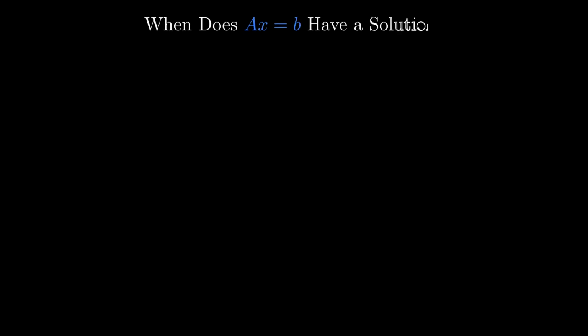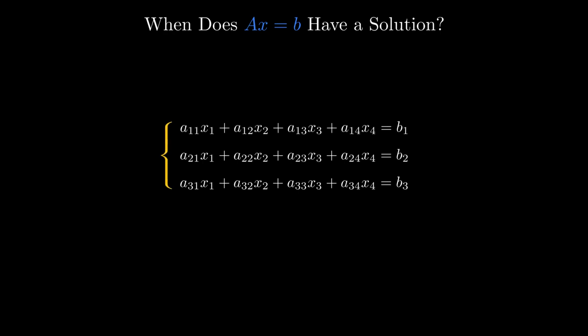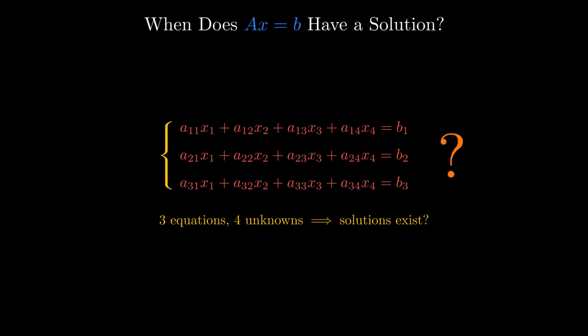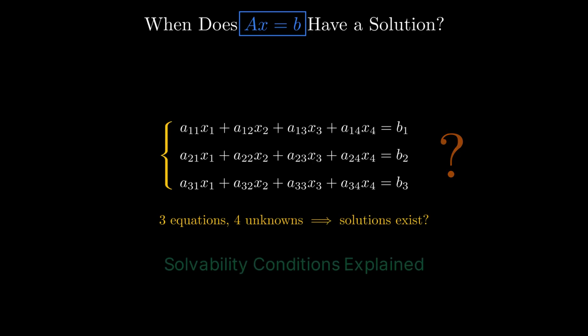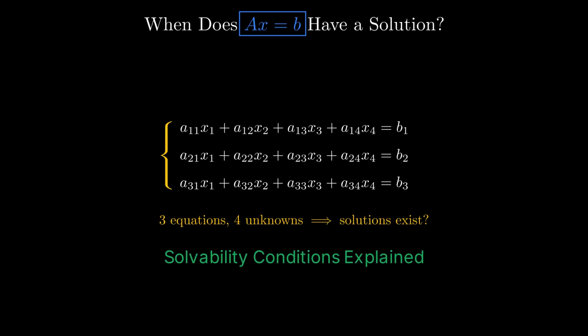You're handed a system of 3 equations in 4 unknowns. More unknowns than equations, so there should be tons of solutions. But not necessarily, sometimes there are none at all. Before you ever pick up a pencil to solve a system, Ax equals b, one condition decides whether a solution exists. It comes down to a single test on the vector b.